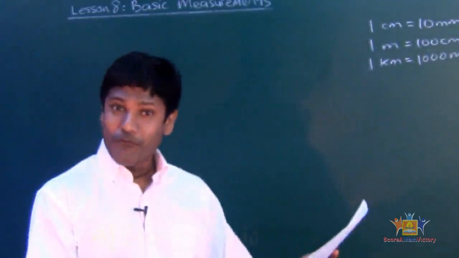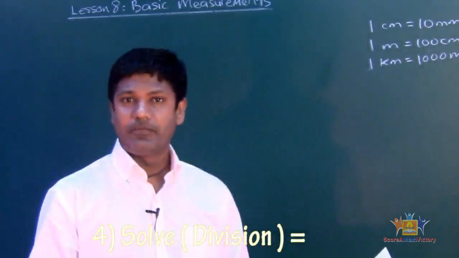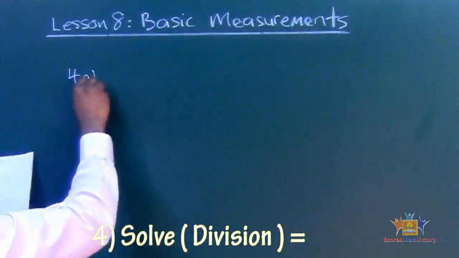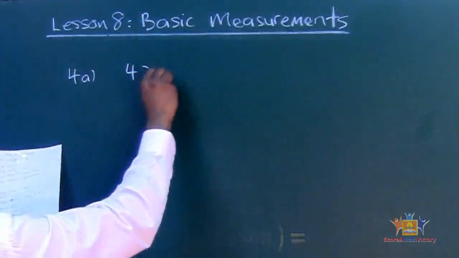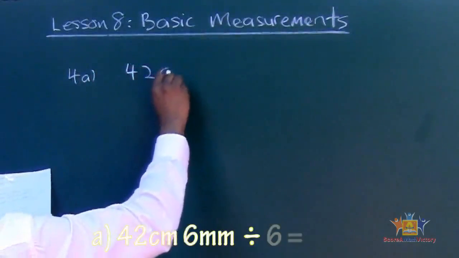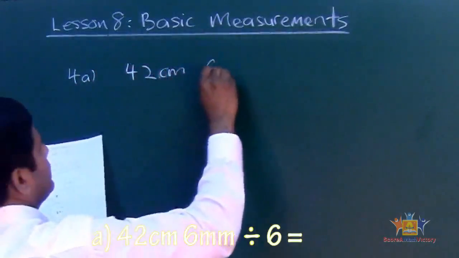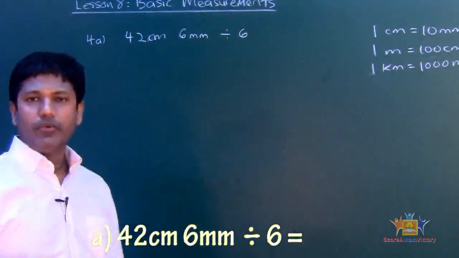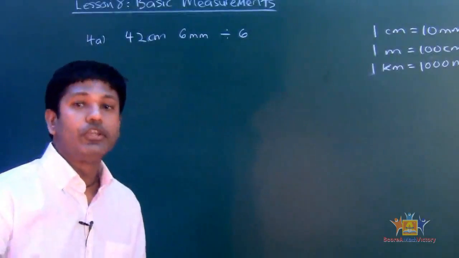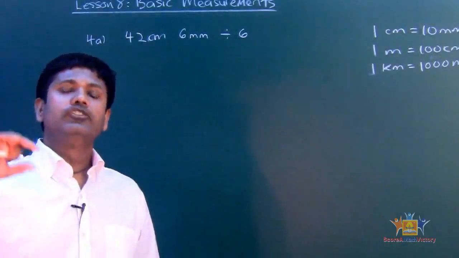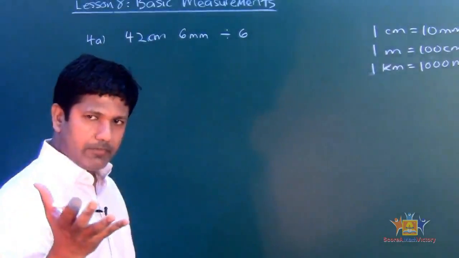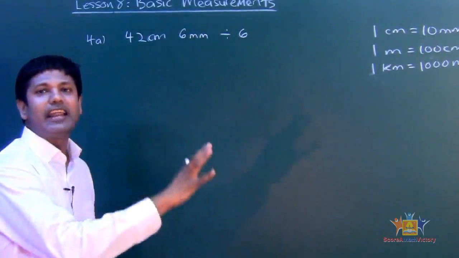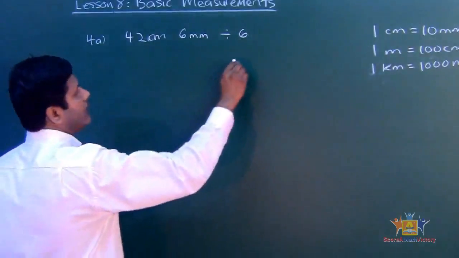Alright, problem number 4, solve. And this is a division problem, okay? So let's do 4a. So 4a, we're given 42 centimeters, 6 millimeters divided by 6. Alright, so when you have something like this, what method are we going to use? The long division method, alright? So when I say the word long division, what should come to your mind? The cage approach, alright? That's going to help us to set up the long division.